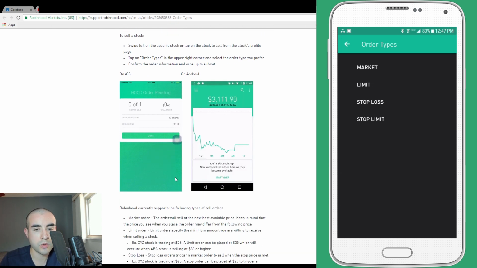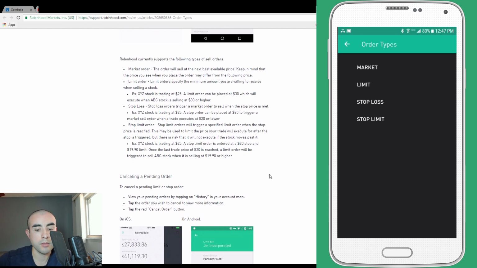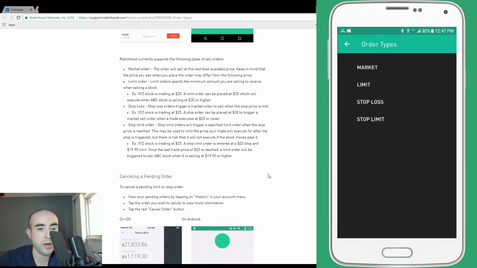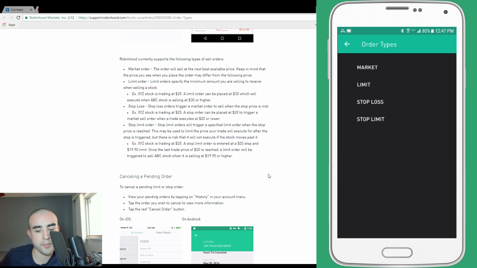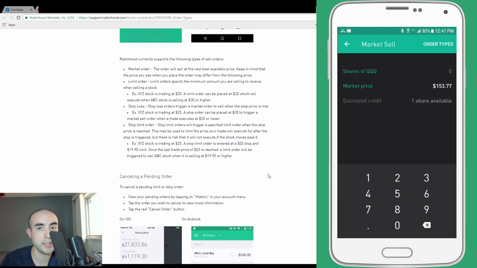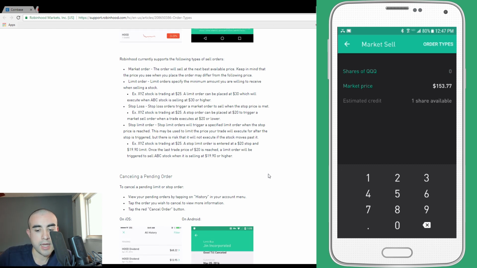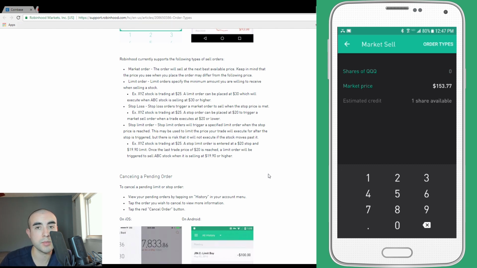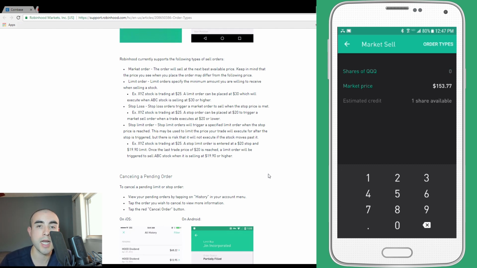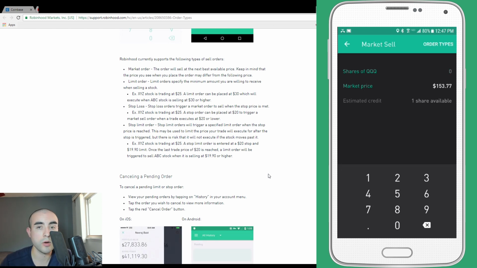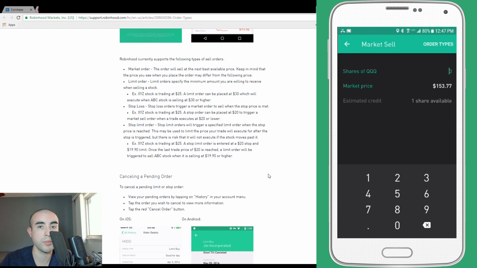So if we go back over here to our help article, again, it explains the market order. The order will sell at the next best available price. Keep in mind that this price you see when you place the order may differ from the following price. So what is that saying? It's saying if I sell at market order my share of QQQ, the ETF that I hold here in my Robinhood portfolio, it's not necessarily guaranteed to sell at the current price I'm seeing because the market does fluctuate, and in the time I confirm the sell to the time it actually sells, the price could fluctuate a little bit. So market orders are not always what you see when it comes to buying or selling.